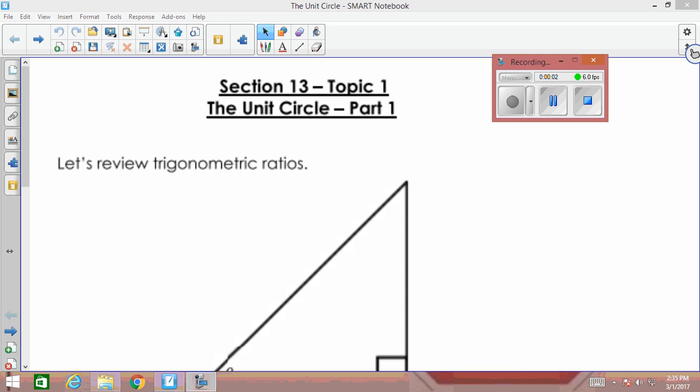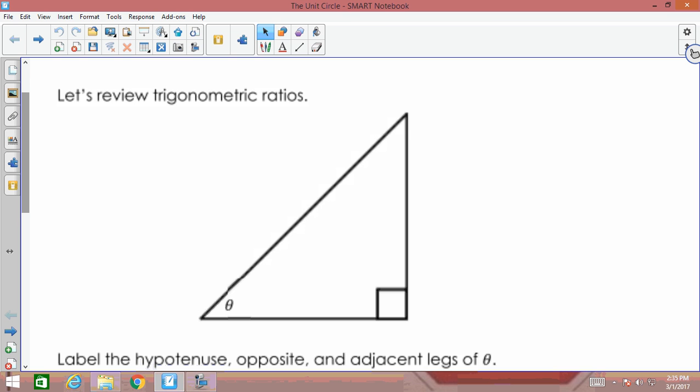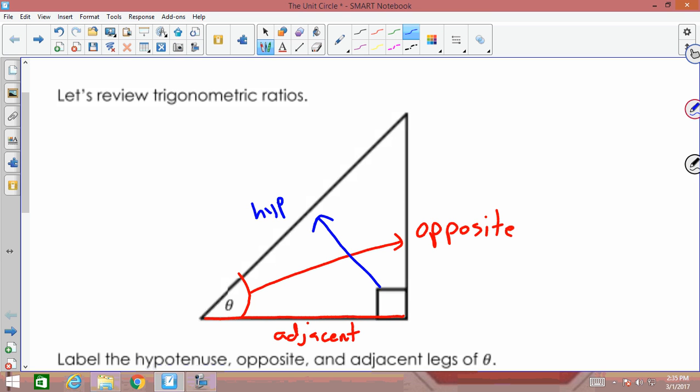So then we're going to talk about the unit circle, but before we do that, let's review our trig ratios. So remember we have theta here, okay, that's theta. The side opposite is going to be my opposite side. And the side on the same side of it is going to be my adjacent side. And remember the side opposite the 90-degree angle is always called my hypotenuse.